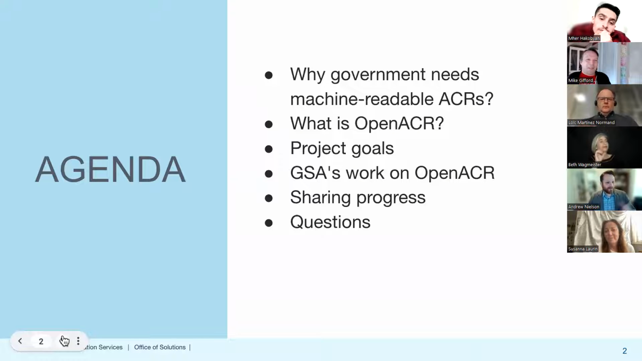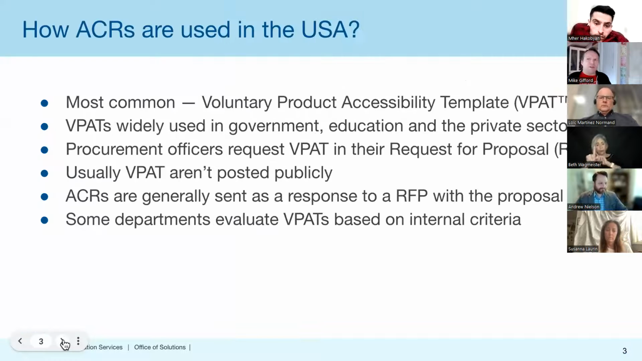Excellent. So, Mike, you were going to give us the agenda and then I was going to jump in. So we're going to cover why government needs machine readable ACRs, and ACRs are accessibility conformance reports. We're going to talk about OpenACR and what it is that we've done. We've created some project goals. We're going to talk a little bit about the work that the GSA funded and that Civic Actions put together in consultation with others, and then look at some of the progress we've made, and then have room for questions at the end, and through the panel as well, of course.